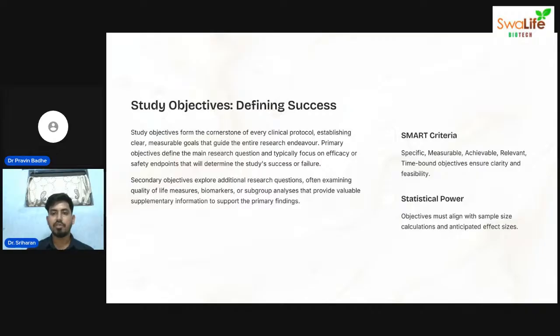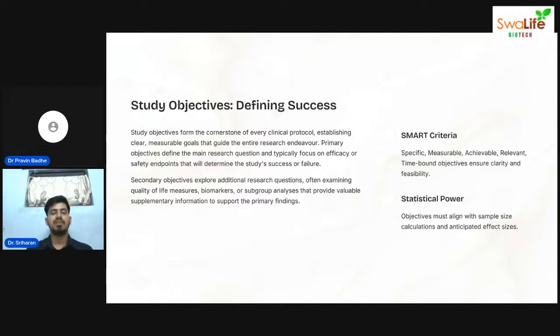Time-bound objective means that if you're doing any observational or similar study, it should be within a particular specific period. It won't follow beyond that period, as it leads to pressure on the researcher and the participant also. So it falls under the time-bound objective. These SMART criteria will give clarity and feasibility to your research.